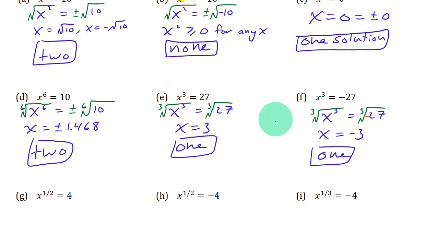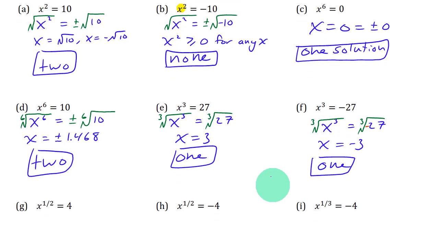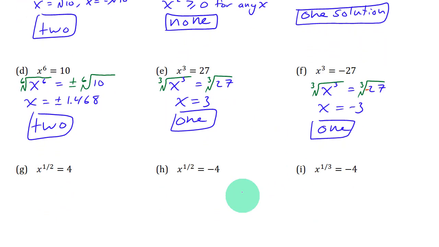And you can see what's different about A and B. Like A has two solutions, B has no solution. That's when you had an even power and a positive or negative number on the other side. Here you have an odd power, 3, and a positive and negative number on either side, but there's just one solution for each. So sort of a compare and contrast exercise here.